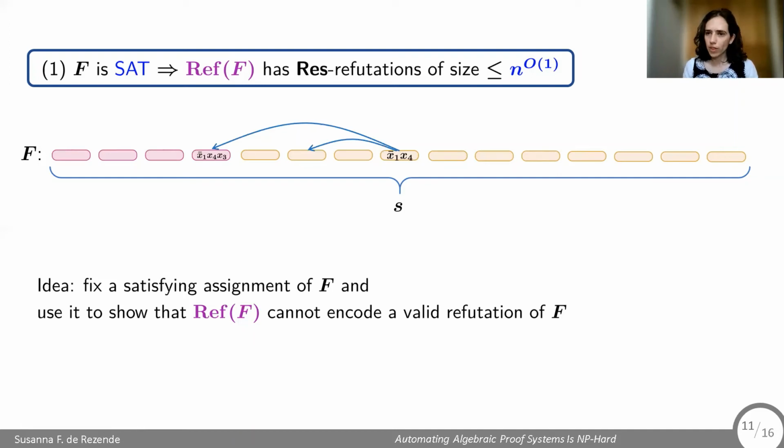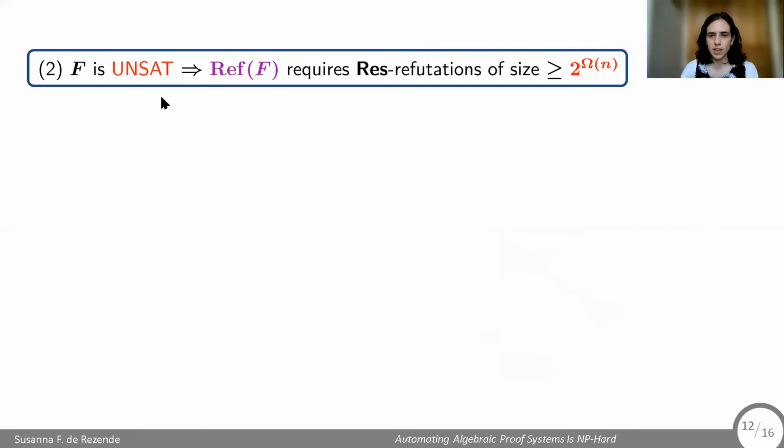Okay, so this is for proving the upper bound. Now for proving the lower bound, we want to show that if F is unsatisfiable, then ref F requires resolution refutations of exponential size. And this is the part of the proof that we simplify in this paper.